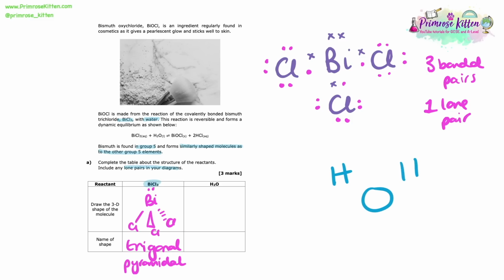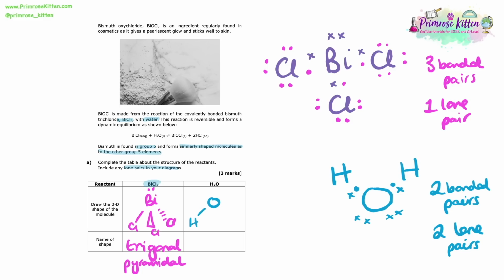So now let's do the same thing for water. I know oxygen's in group 6, so it's got 6 electrons and it's bonded to 2 hydrogens in water. So we're going to have here 2 bonded pairs and 2 lone pairs around that oxygen. Now, when we have this, I know automatically again the shape that that will have. I know that that gives me a bent or non-linear shape. And so that's what I'm going to draw.